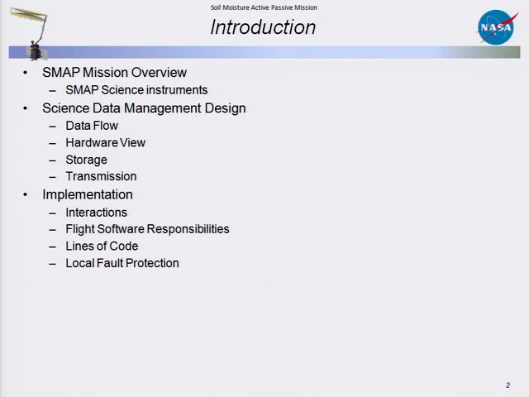So we'll start off with a little overview of the SMAP mission, and I'll tell you some of the instruments that are going to be feeding my software module some data. And then we'll talk a little bit about the data flow itself and the design of that. We'll talk about how the data is flowing through the hardware and what software is responsible for. And later on, we'll go down a little bit to give you a flavor of the implementation, talking about the interactions, the flight software responsibilities, and just give you a few metrics to give you an idea of what the software effort was.